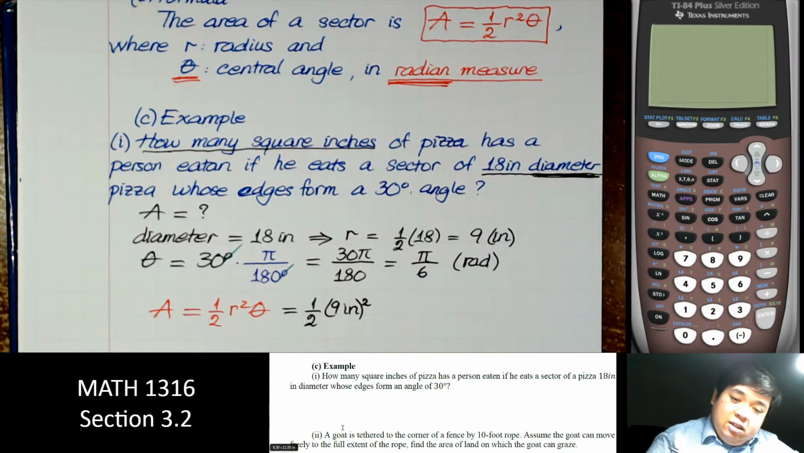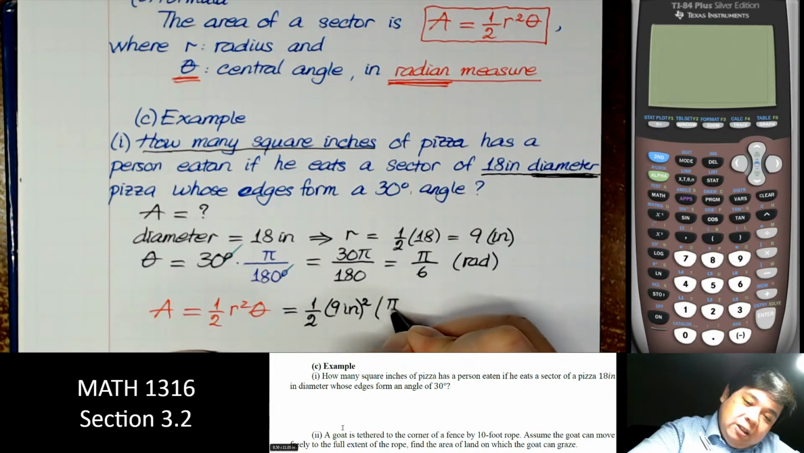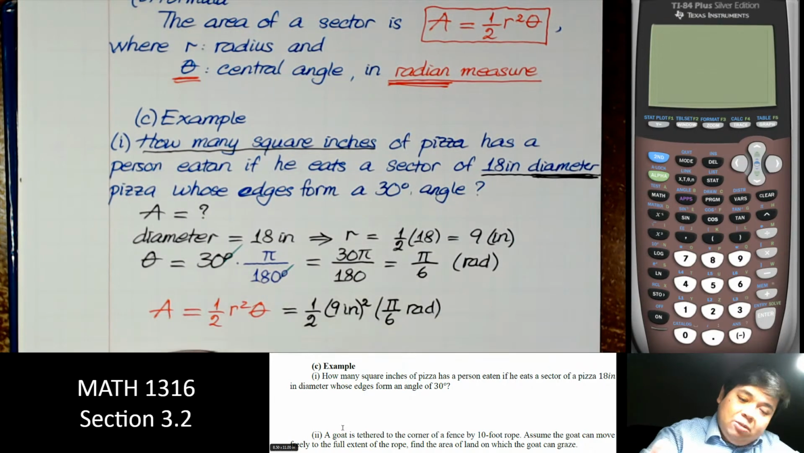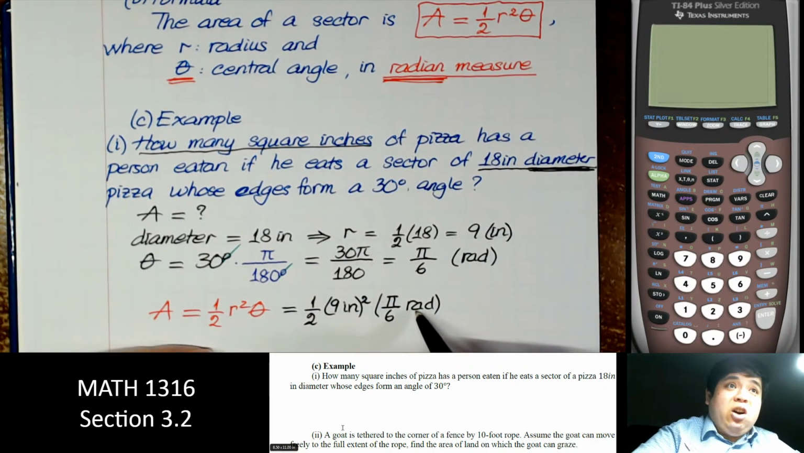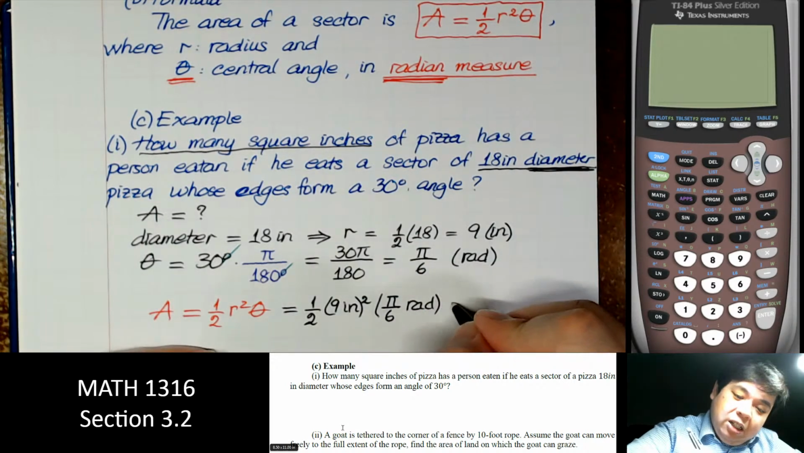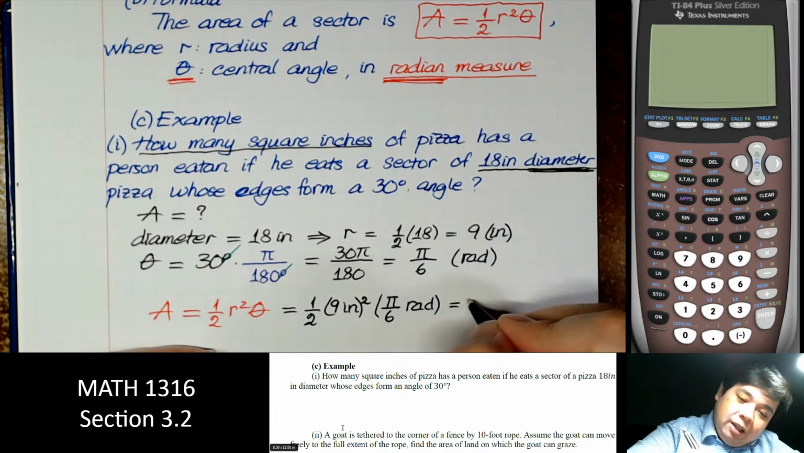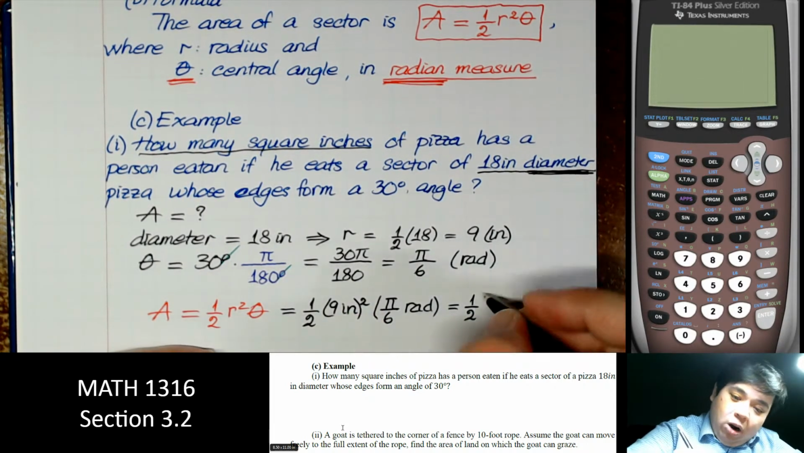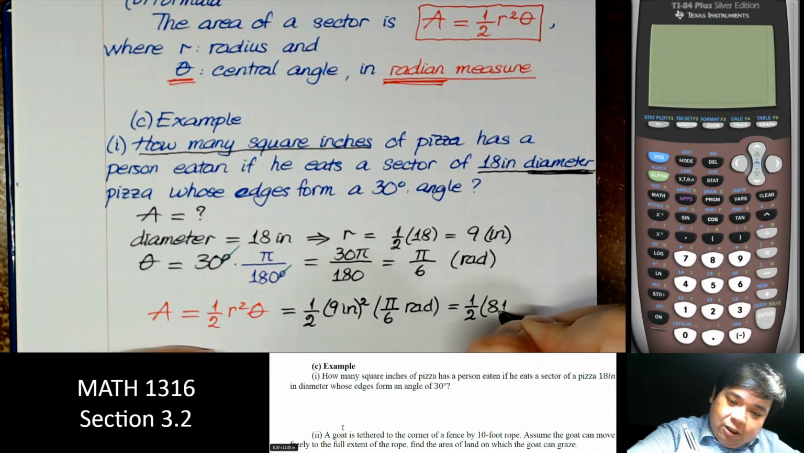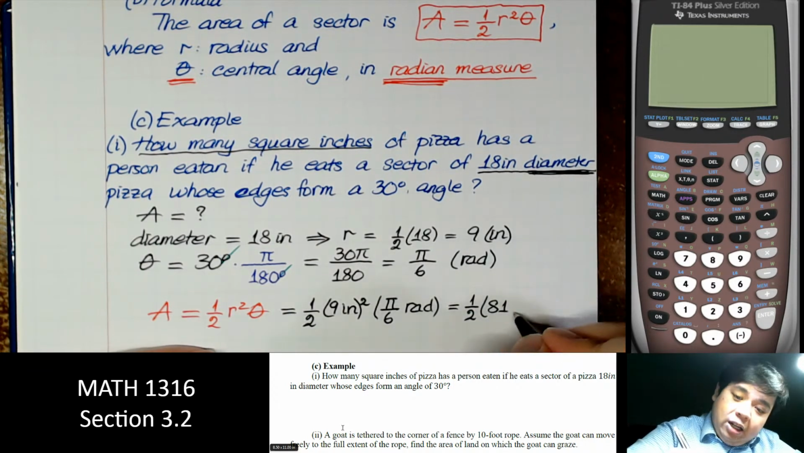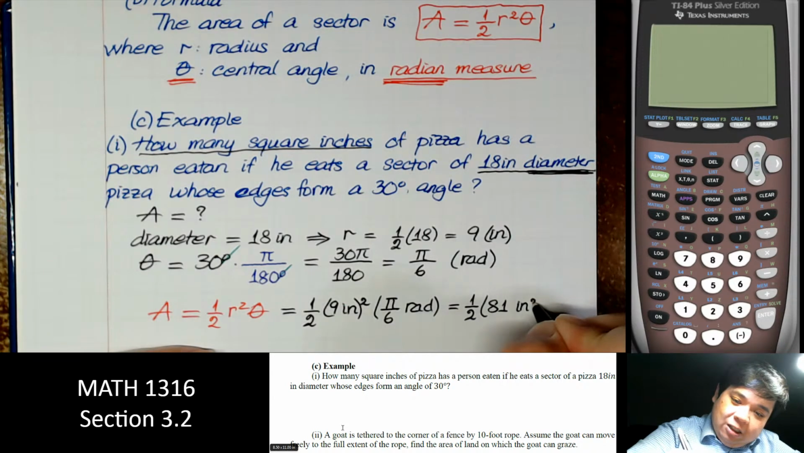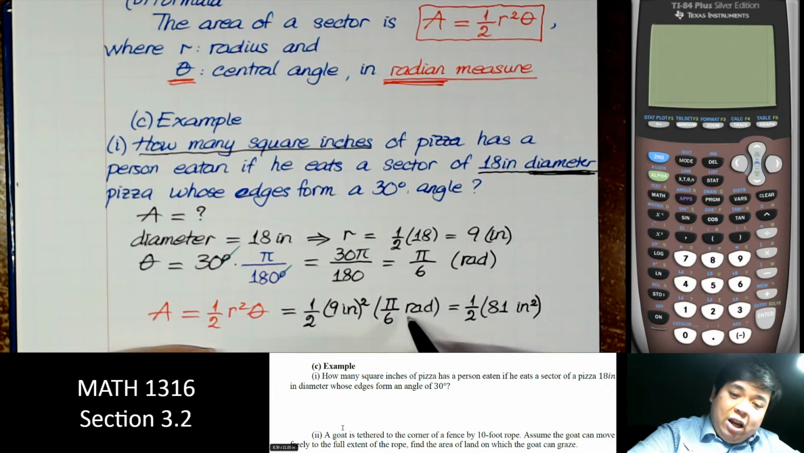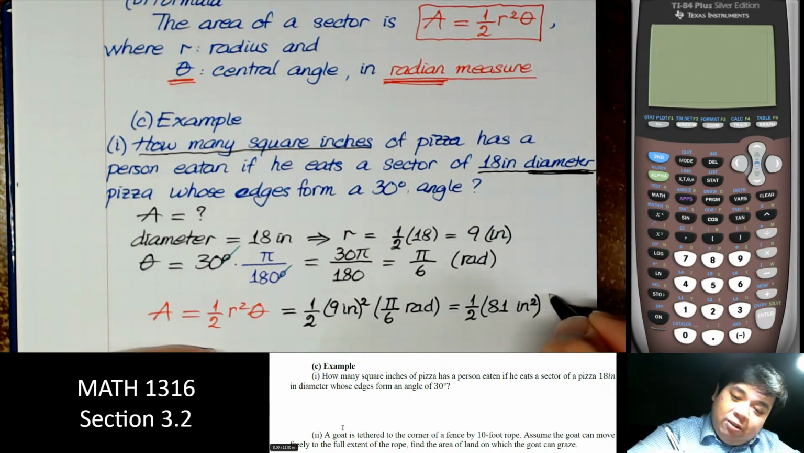And then the theta will be pi over 6 radian. It doesn't matter if we have the radian or not. It doesn't really matter. Right, so 1/2 times 9 squared, which is 81 square inches, times pi over 6. Like I said, the radian can just cancel by itself.